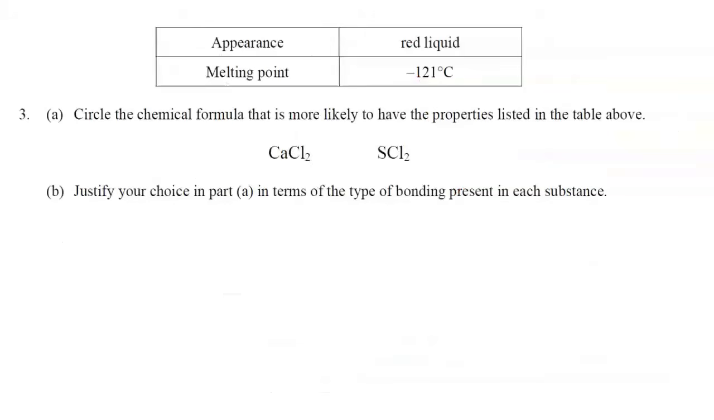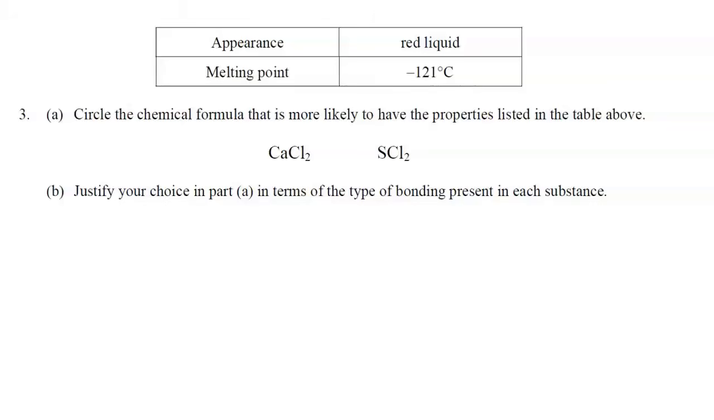All right, let's move on to question 3. We are given a data table with appearance and melting point. Part A, circle the chemical formula that is more likely to have the properties listed in the table above. And our choices are CaCl2, so calcium chloride, and SCl2, sulfur dichloride. Part B, justify your choice in Part A in terms of the type of bonding present in each substance.